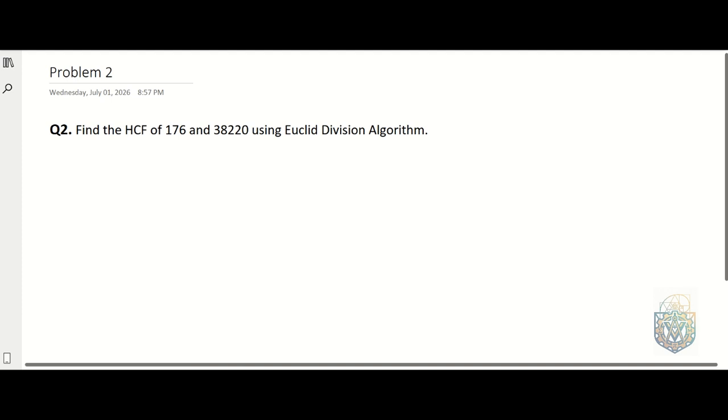Problem 2 states: find the HCF of 176 and 38220 using Euclid's Division Algorithm. So this is the question. Okay, we'll solve the same problem.